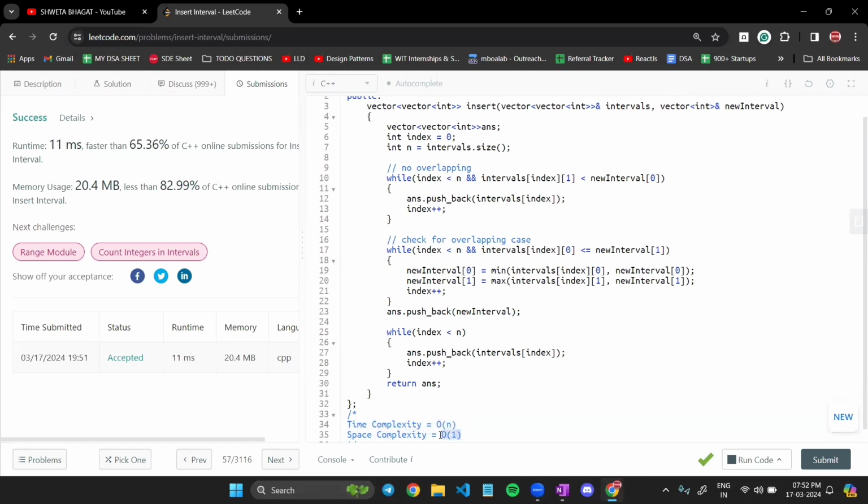And the space complexity is order of 1. Why? Because we are not using any extra space, correct? We are only using this 2D vector to store the answer, and because we are supposed to return this 2D vector, it doesn't get counted as extra space. So the space complexity would be order of 1.